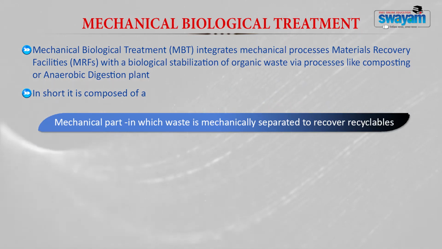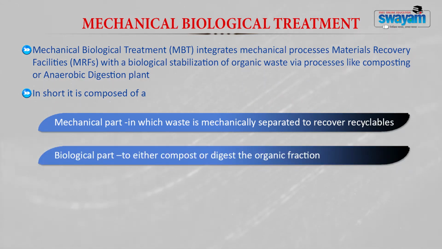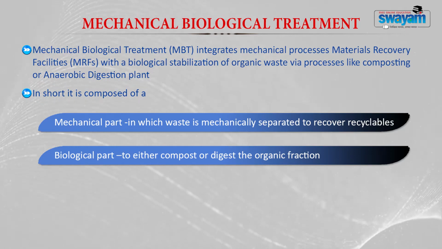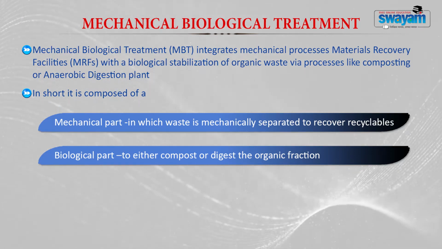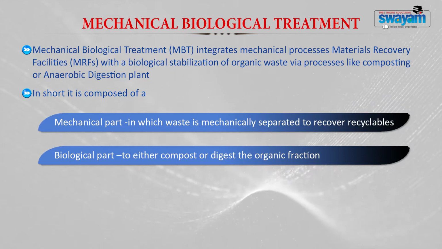The second component, the biological part, consists of any biodegradable material. It can be subjected to composting or any other biological treatment like anaerobic digestion, and you can decrease or degrade the biological or organic fraction present in the waste.